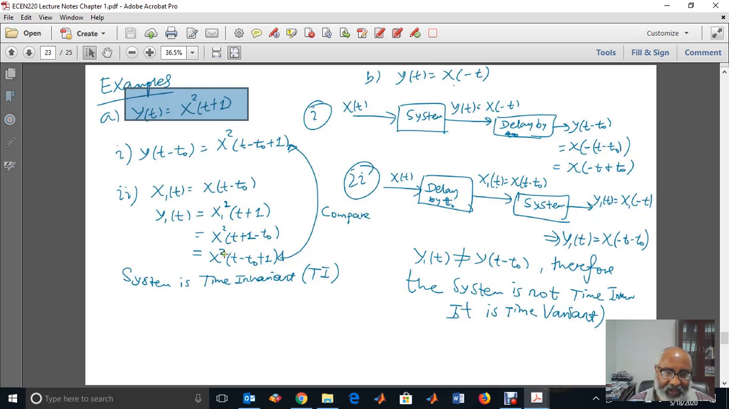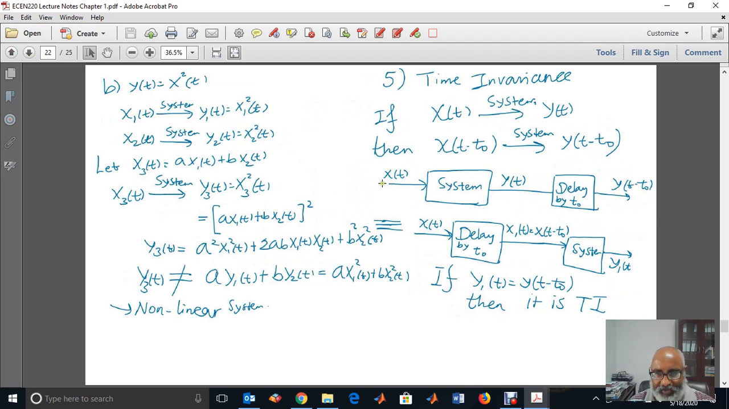So finally I get x squared (t minus t naught) plus 1. Then I compare these two. Remember, are these two the same? Yes, they are the same. So that means the system is time invariant. Okay.